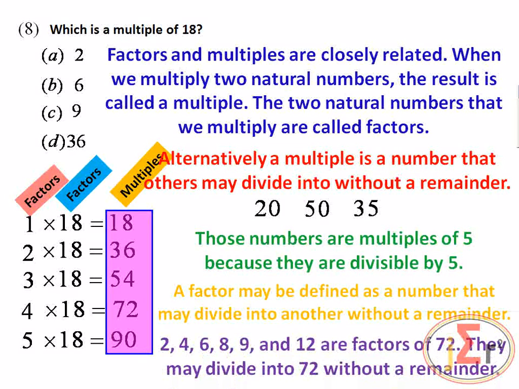So we have 2, 4, 6, 8, 9, and 12 are factors of 72. Why are they factors of 72? Because they all may divide into 72 without leaving a remainder. Also, we may say that 72 is divisible by each of those numbers. So those numbers are factors of 72. They may divide into 72 without a remainder.